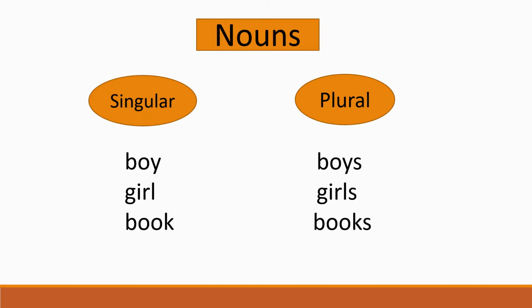Student, let's revise the noun. Singular and plural noun. So student, the first one is boy. So the plural form of boy is boys. Girl, girls. Book, books. So student, singular noun means only one. That boy means only one boy is there. Girl means only one girl is there. And book means only one book is there. But boys, girls and books means more than one. Correct student?